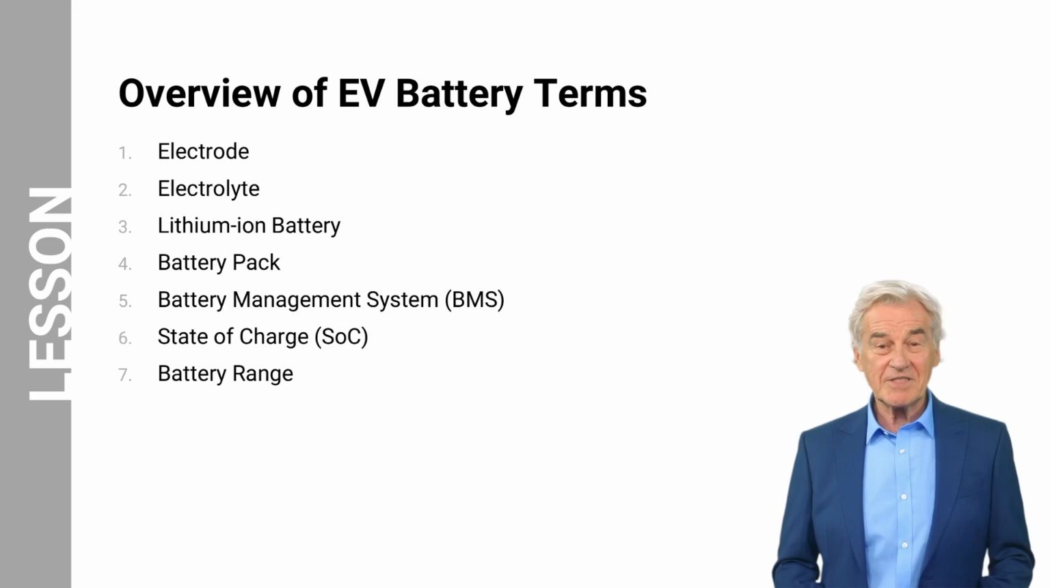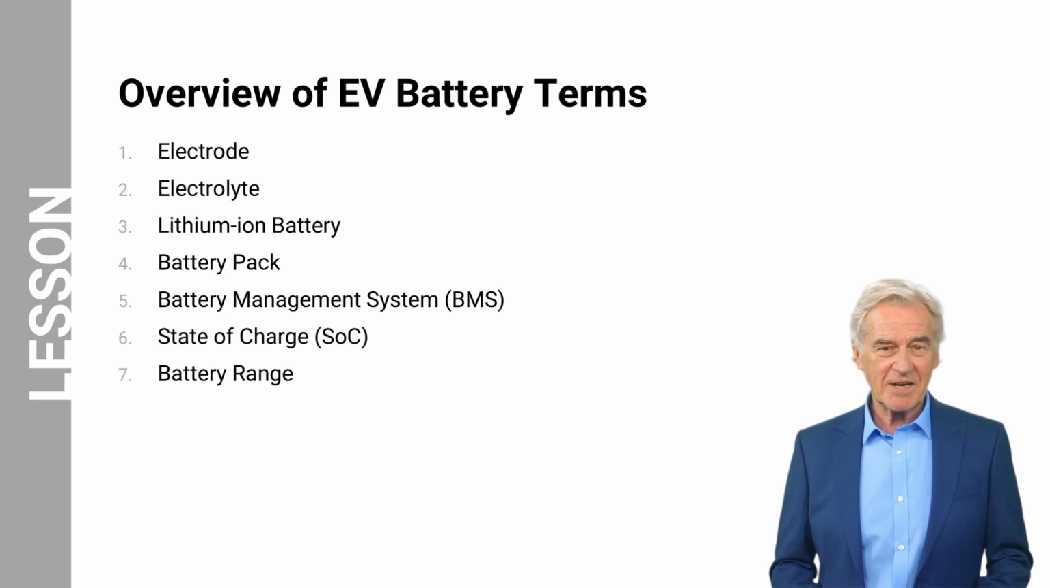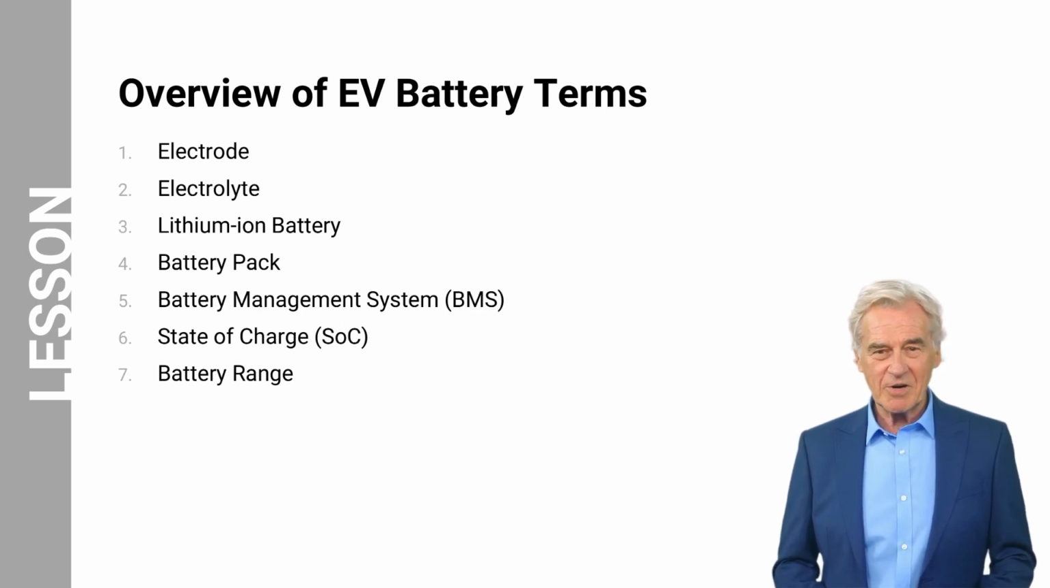There are several terms associated with EV batteries. In this lesson, we will focus on some of the battery key terms, namely electrolyte, electrode, lithium-ion battery, battery pack, battery management system, abbreviated as BMS, state of charge, abbreviated as SOC, and battery range. By understanding these key terms, you will be better equipped to comprehend EV batteries.